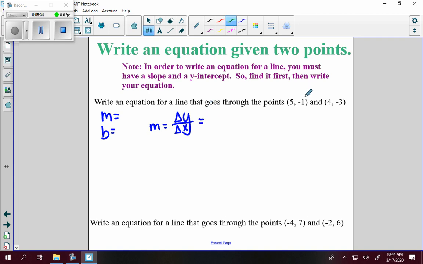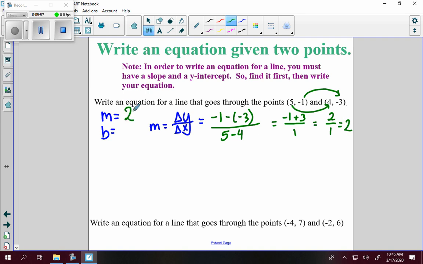My change in y would be -1 minus -3, and my change in x would be 5 minus 4. So -1 plus 3 over 1. -1 plus 3 is 2. So now I can say that my m is 2.